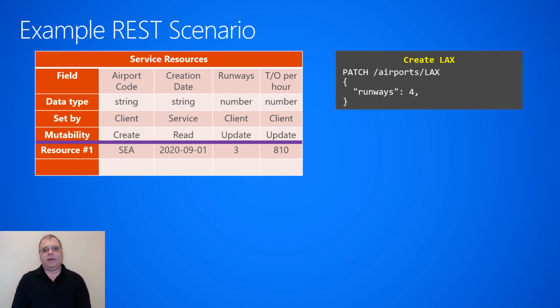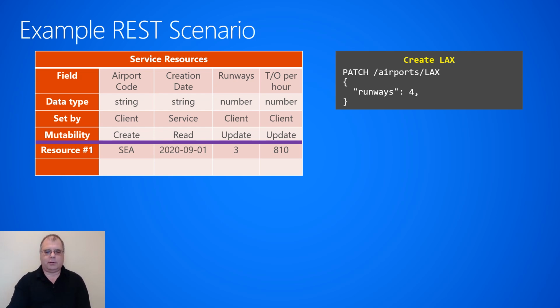In this example, I'm doing a patch operation to /airports, which is the name of the collection, and then /LAX, which is the name of the resource within the airports collection. Because there is no resource in the collection called LAX when I execute this patch, this is actually going to end up being a creation operation. And I am specifying in the JSON payload that when I create the LAX airport, I also want to set the number of runways it has equal to 4.